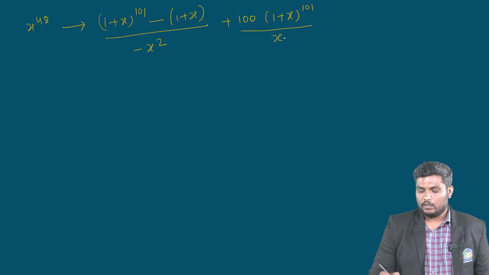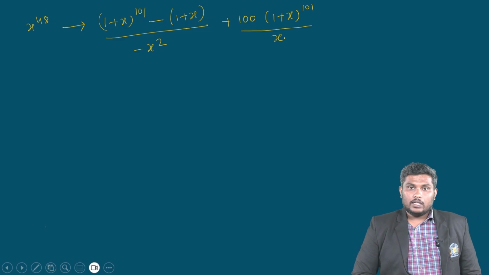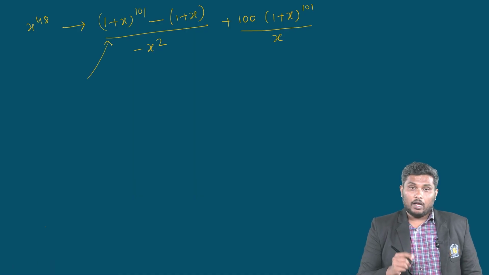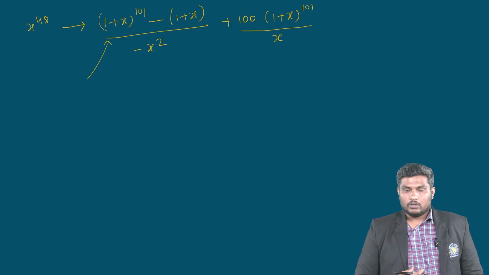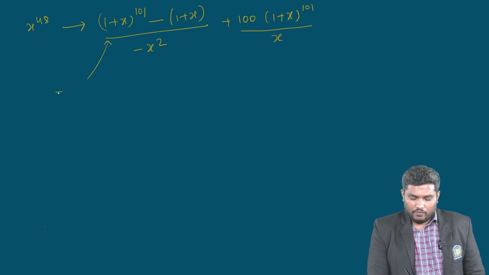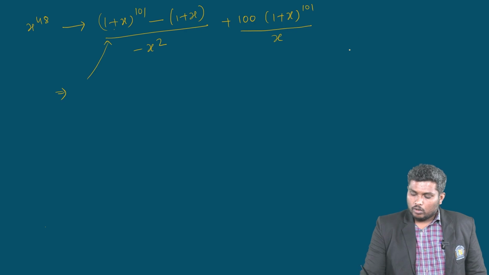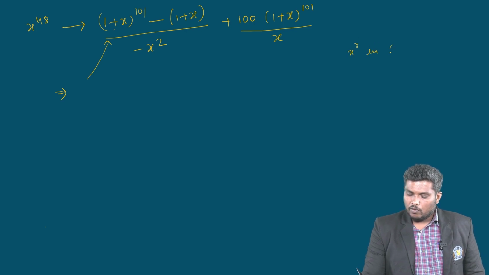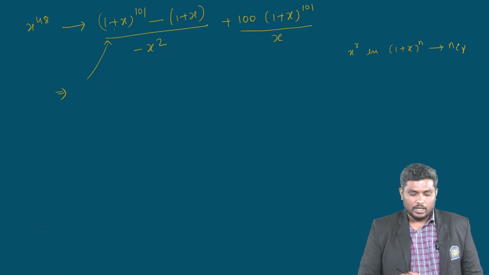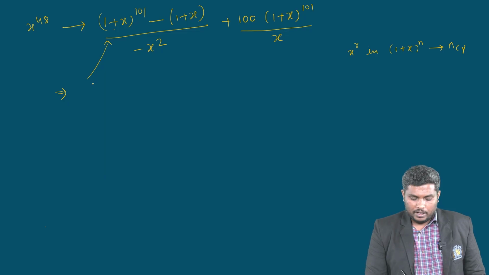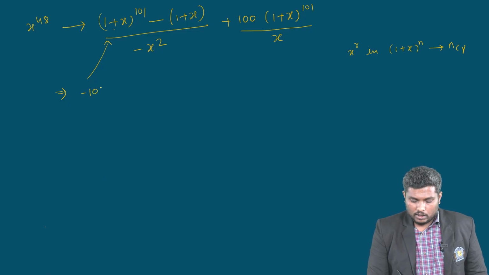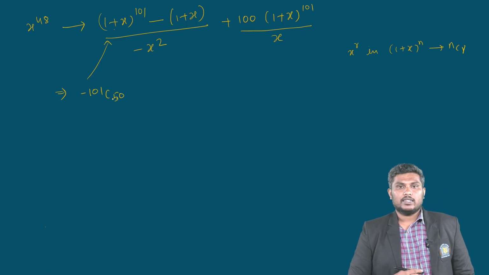Okay guys, now if you observe the first part, if I need the coefficient of x power 48, since there is already x square in the denominator, what I am looking for in this expansion is the coefficient of x power 50. The coefficient of x power r in (1 plus x) whole power n will be nCr. So the coefficient of x power 50 here will be minus 101C50.